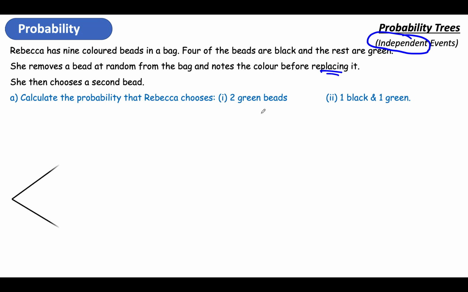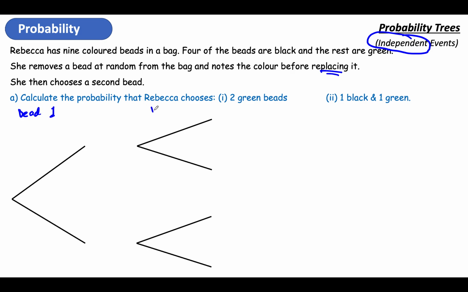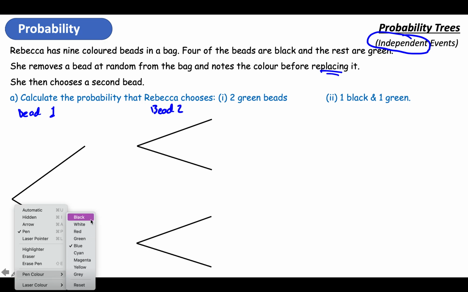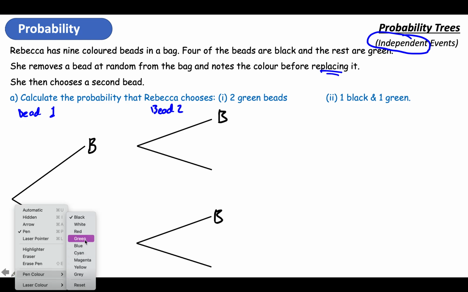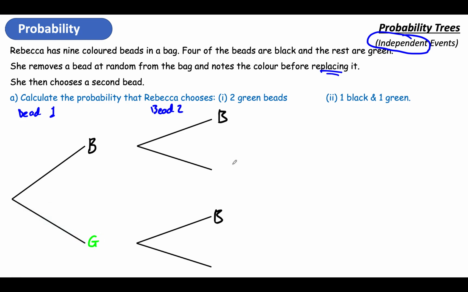Okay, let's do our probability tree then. So let's get 2 sets of branches. Let's put a little title up there: bead 1 and bead 2. We might get, let's do a little bit of colour flipping here as well. She could get black or green, black or green, and black or green.